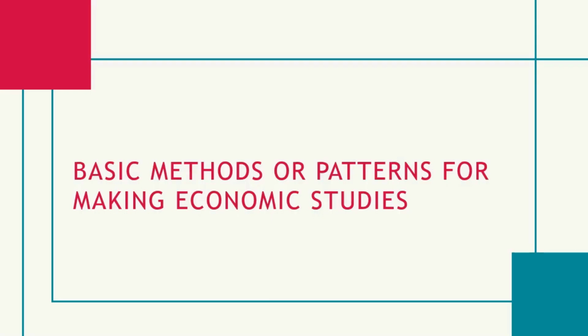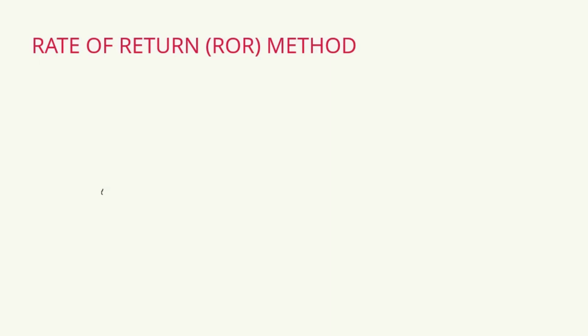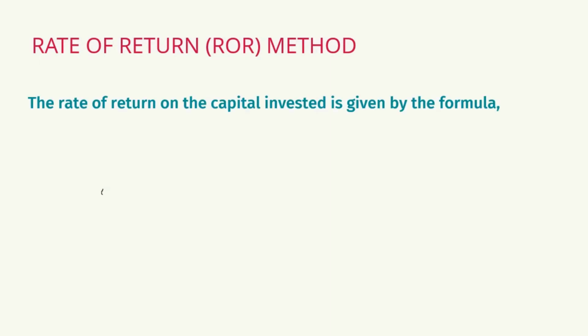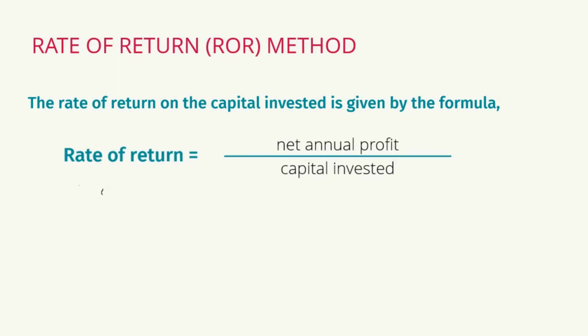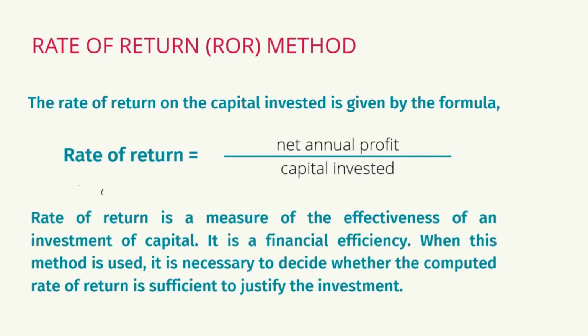Hello! In this video, we're going to study the basic methods or patterns for making economic studies, particularly the rate of return or ROR method. The rate of return on the capital invested is given by the formula: rate of return is equal to the net annual profit over the capital invested. So the rate of return is a measure of the effectiveness of an investment of capital. It is a financial efficiency.